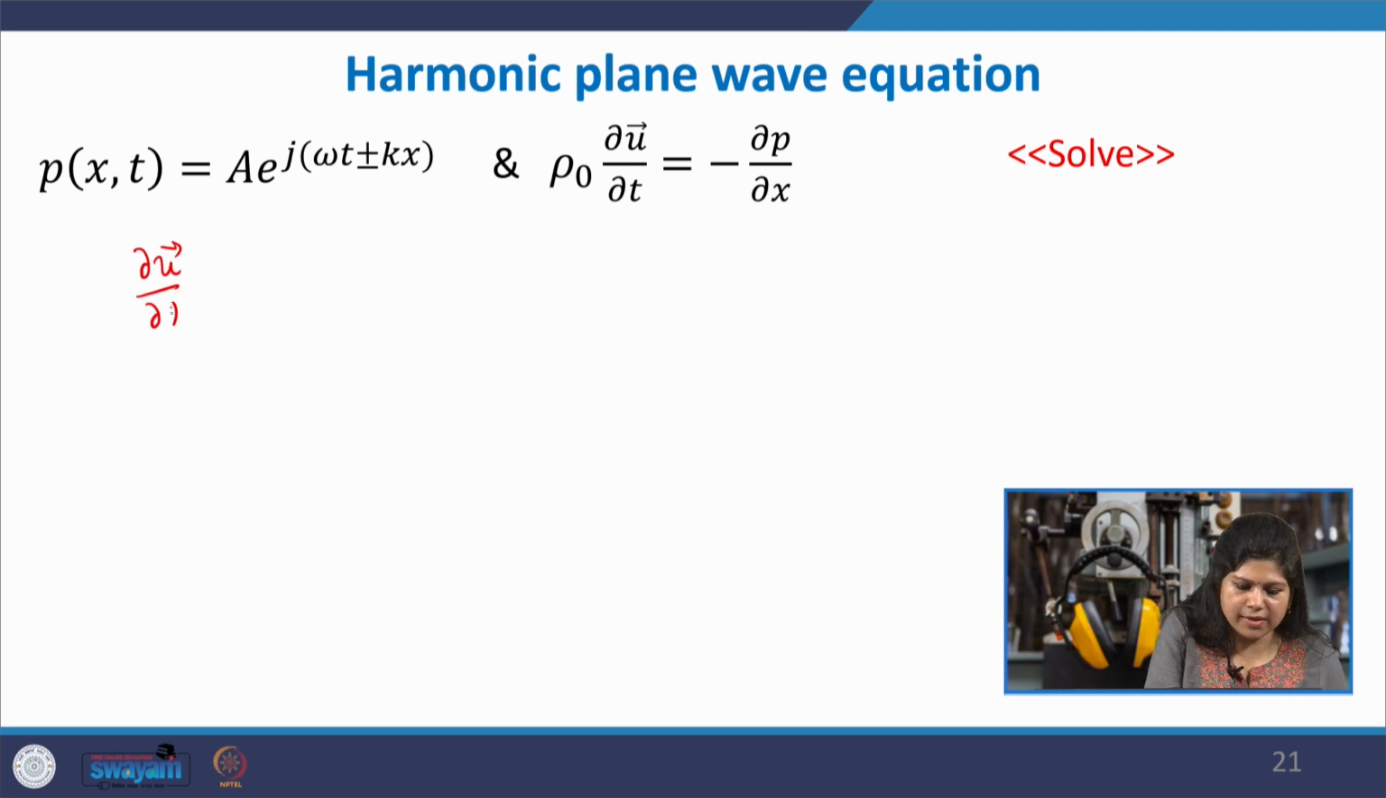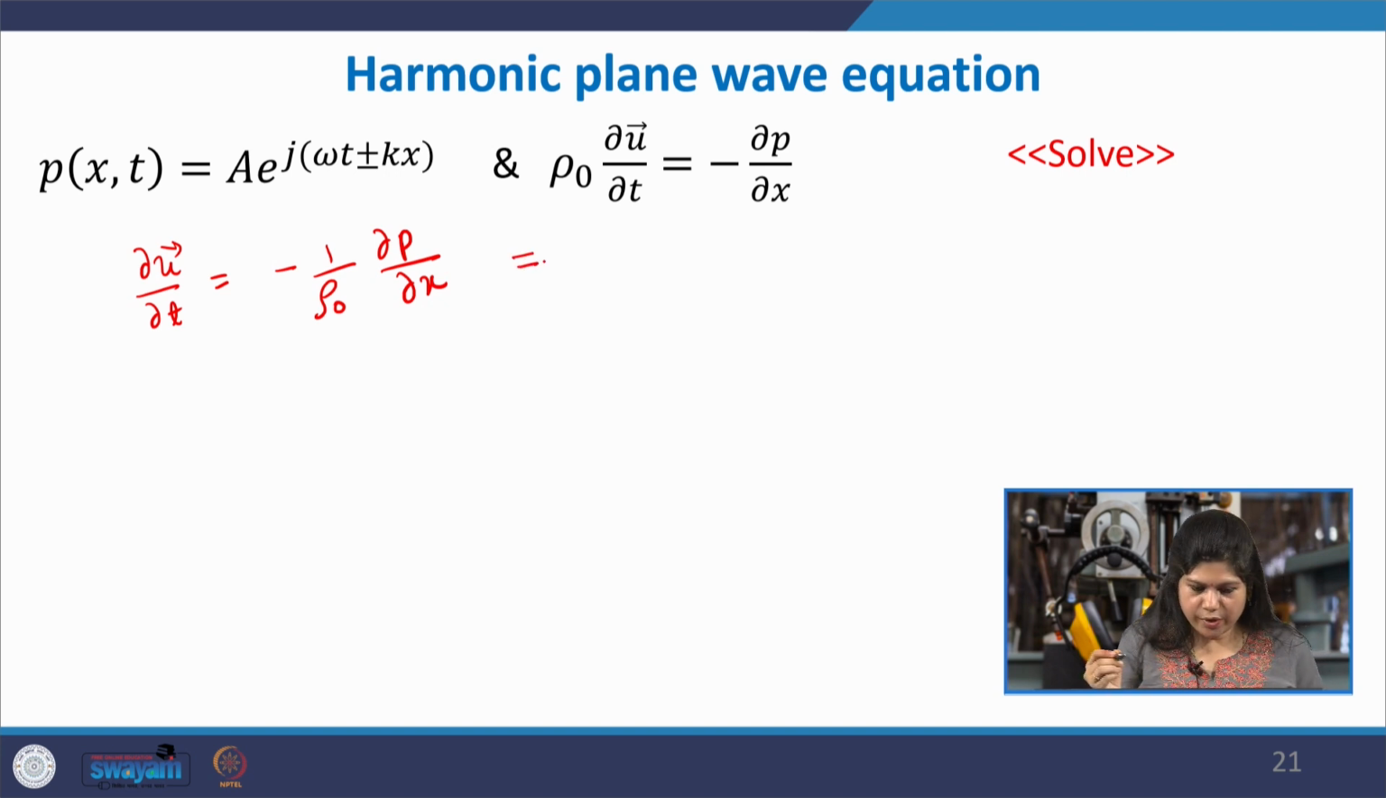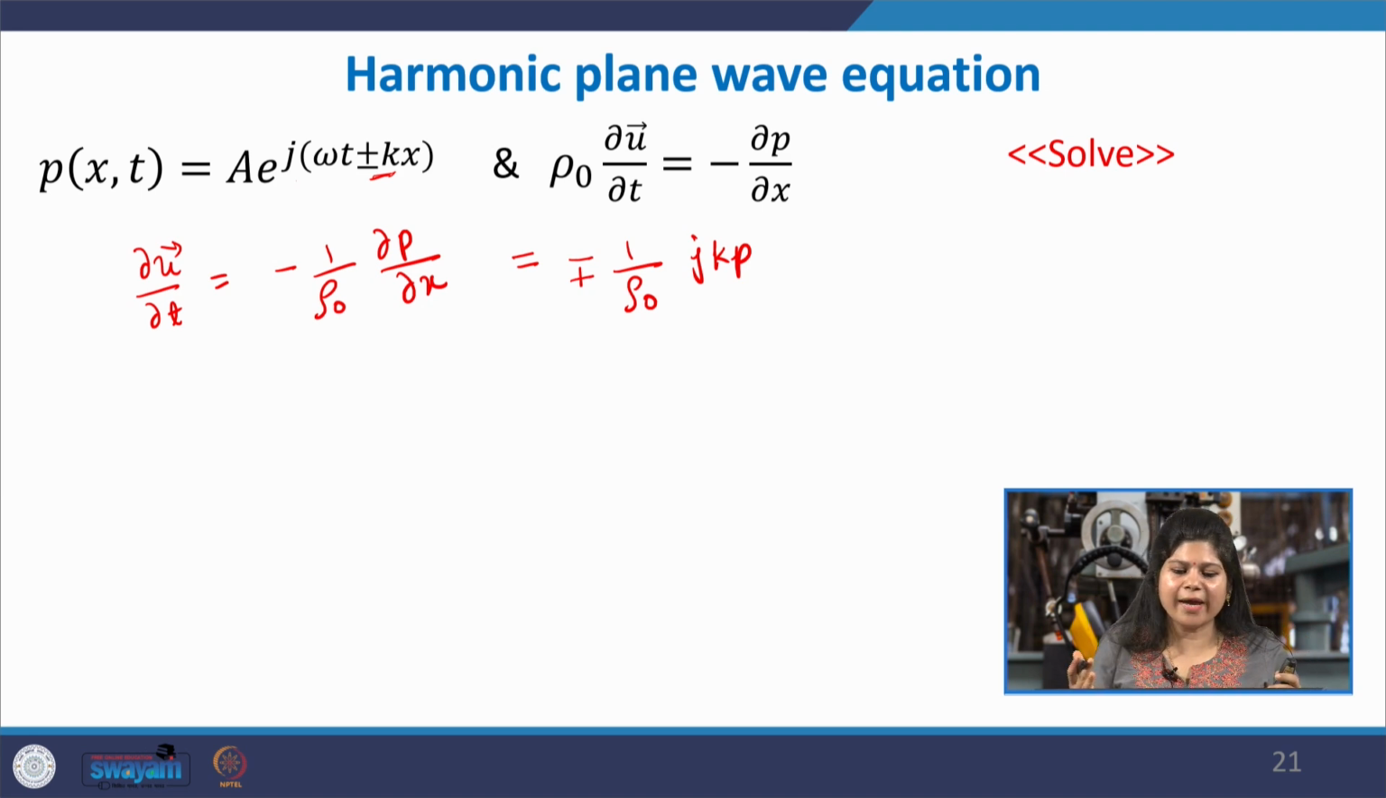Del u by del t should be minus 1 by rho naught of del p by del x, okay, which is going to be, now if you do del p by del x again, this thing here comes outside. So, it becomes plus minus 1 by rho naught j k p. What I will say here is that because there is already a minus sign here, let me indicate it in this way, which means that whatever the sign was, it has gotten inverted. So, this is what we are getting with del u by del t.